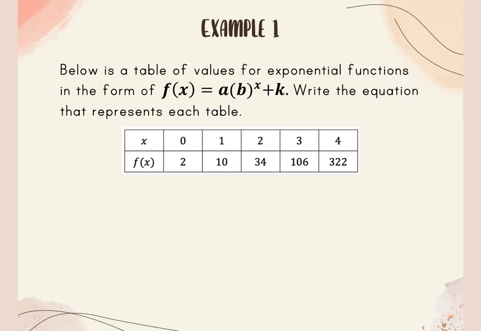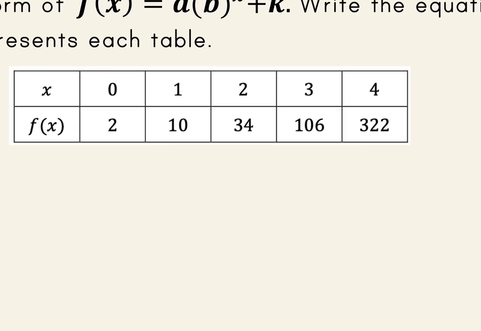Okay, we're going to do one more. It says below is a table of values for the exponential function in the form of f of x equals a times b to the x plus k. Write the equation that represents the data. So what's the first thing we have to do? You have to find the common difference. Good. I check my x's. They are going up by 1, which they should. Then I want to find the common difference here. So the first difference.